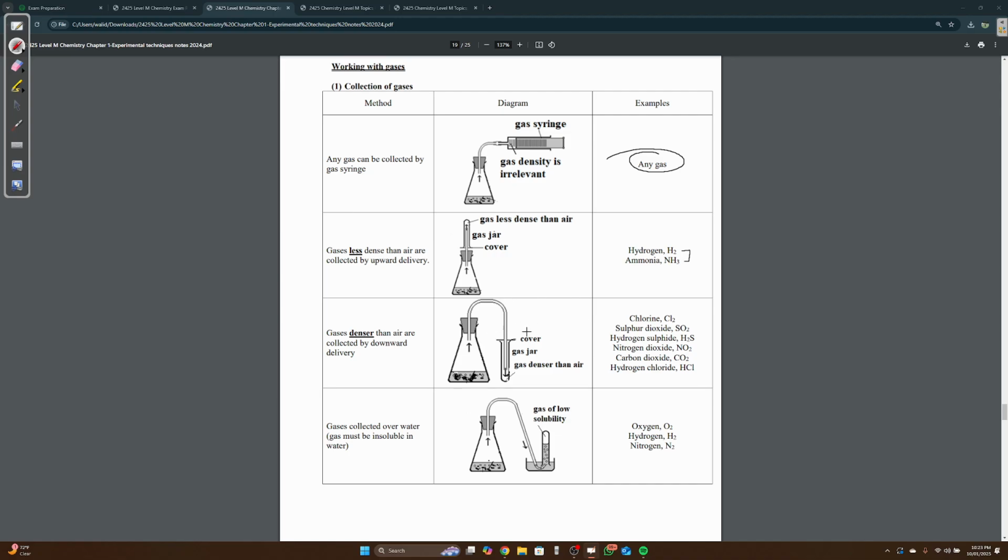For denser than air, you have the heavy gases like chlorine, sulfur dioxide, hydrogen sulfide, nitrogen dioxide, carbon dioxide, HCl. Then for the ones of low solubility, the ones that work with water are these: oxygen, hydrogen, nitrogen. Oxygen doesn't dissolve in water, hydrogen doesn't dissolve in water, nitrogen doesn't dissolve in water.